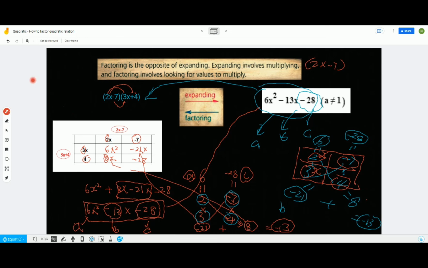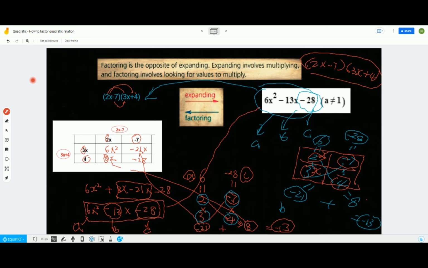And in this row, we copy 2x minus 7. And the second row, 3x plus 7. Plus 4, right? We factor out. So we can follow these rules, right? And we can factor out any expanding form in a quadratic expression, so if it can be factored.